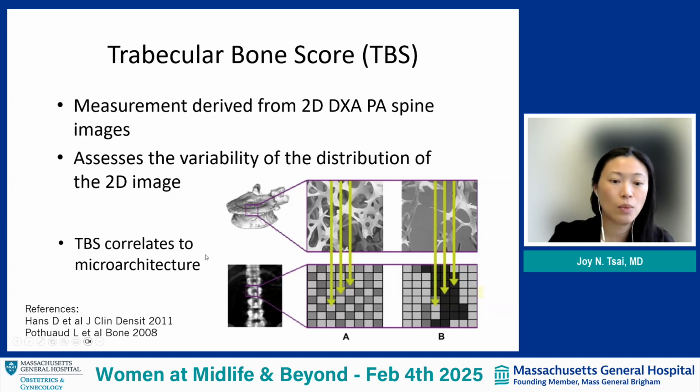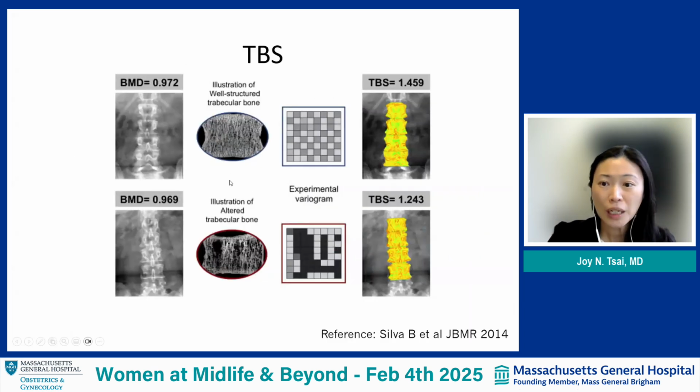And the idea is that TBS correlates to the microarchitecture. Shown here is an illustration of TBS where you have a BMD score that's higher at 0.972, but the T-score is 1.459, which is okay. And then you can have one where the bone density looks pretty good, 0.969, very similar to the top value, but their TBS is actually lower, suggesting that they have worse microarchitecture.